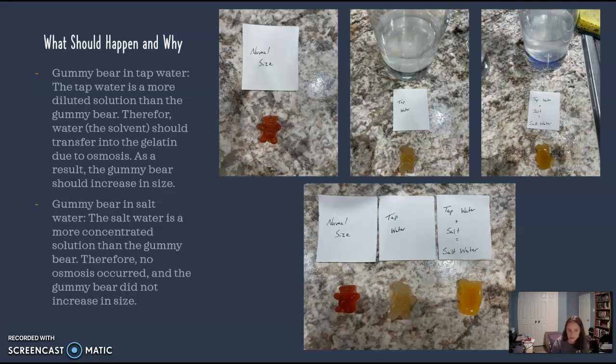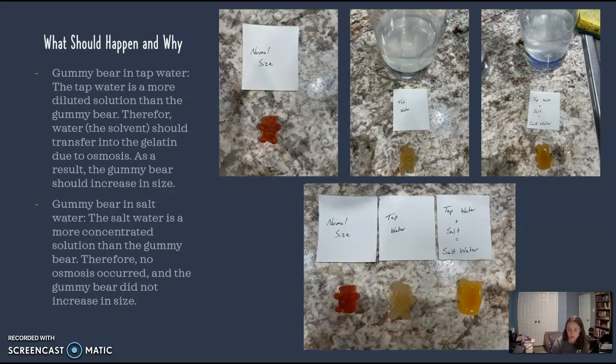This is due to a process known as osmosis, which is movement from a less concentrated solution to a more concentrated one. With this, the gummy bear is the more concentrated one, so water molecules are going to move from the water into the gummy bear, making it increase in size. Moving on to the salt water.